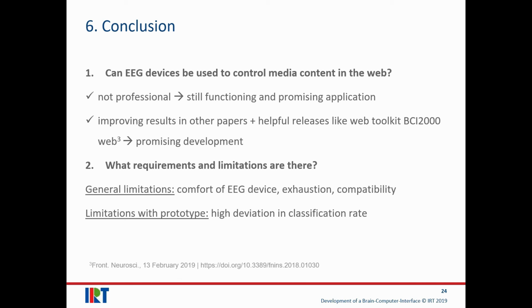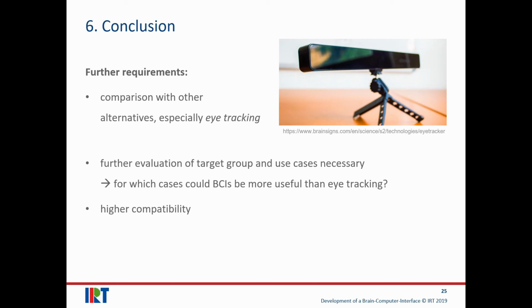The main limitation with our prototype was the high deviation in the classification rate. That made it hard to evaluate, especially because it was not obvious where these deviations came from. Of course, there are also always further requirements, so here are the ones we think are the most important ones. I did not mention this until now, but it is actually a very important point. We need more comparison with other assistive technologies, especially with eye tracking, to investigate how EEG could help where other devices are not yet helping.